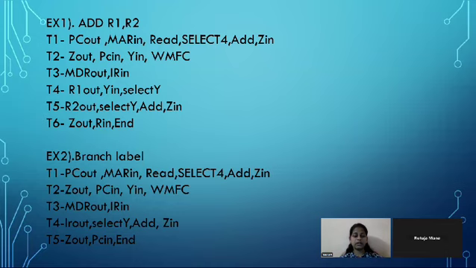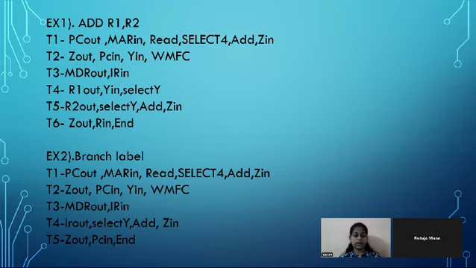Then the second example is a branch instruction. The first three clock cycles are the same as we saw in the above example. So we start from T4: IR out, select Y, Z in. In T4, IR out: the content of the instruction register, which contains the address offset or target label for the branch, is placed on the bus. In select Y, the Y register holds the incremented PC value from earlier. After that, the content of IR is added to the content of Y, and the result of this addition is stored in the Z register.